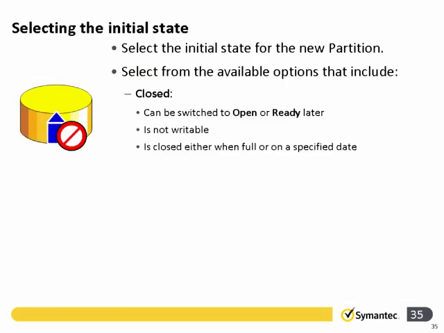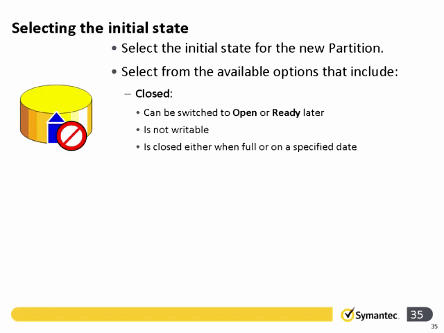So the first thing, the wizard comes up and it prompts you for a name and a description for that particular partition. We don't have a screenshot. That's pretty standard, pretty basic. But then the next thing you're going to do is to select the initial state of the partition.